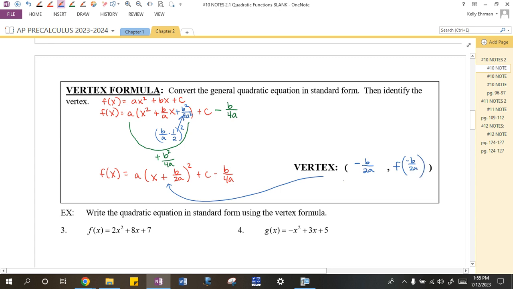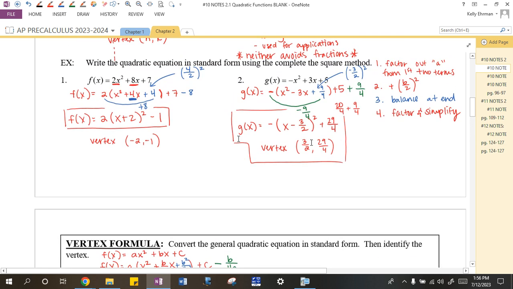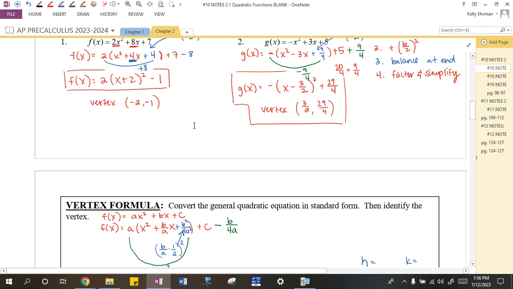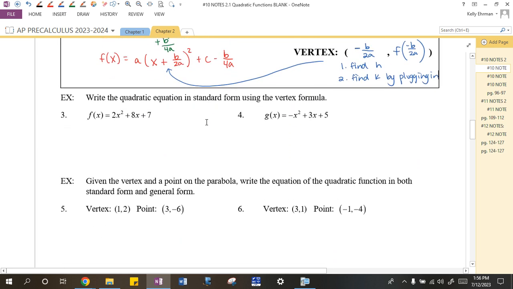Okay, this is something to memorize. Basically, find h. Here's h. H equals that. And then k is equal to whatever f of that is. So find k by plugging in. Okay, so memorize the vertex formula. It will make things easier. Now, I chose the same two equations that we did in examples 1 and 2. I just want to use the vertex formula instead of complete the square.